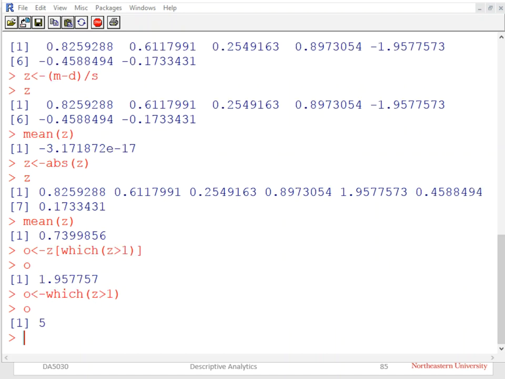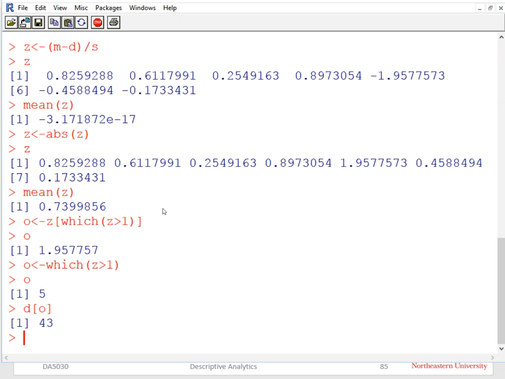One of the easiest ways to do that is to use the which command. So which z-score is greater than 1, using the vector z. Assign it to O. That gives me my list of the indices into my data vector that are more than 1 standard deviation away from the mean. My data vector was D, so D sub my outliers O would give me 43. Now, of course, I can get a new data set, a data set with outliers removed. It's called D dot no outliers, and it is D sub minus O, meaning I'm getting everything but the outlier.